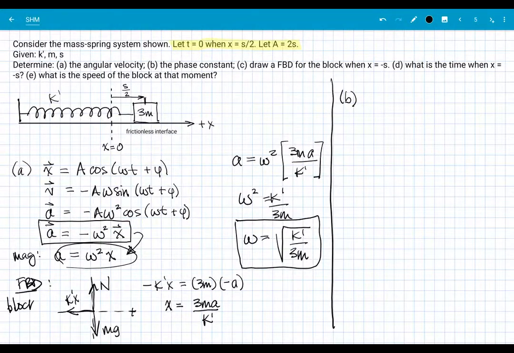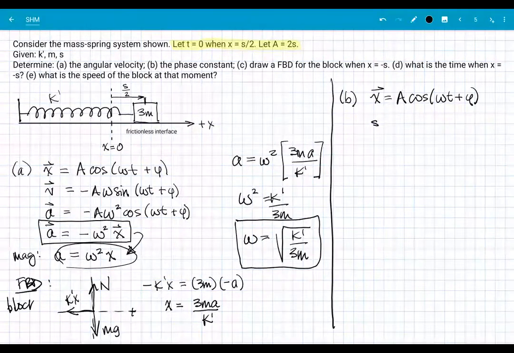In this case, we're told when the clock starts: t equals 0 when x equals s over 2, and we're given the amplitude. So we need to solve for phi. I'm going to start with my general equation, omega t plus phi here. And then I'll go ahead and sub in what I have. What I'm given is that in place of x, I'll put positive s over 2, is equal to amplitude, which is 2s. We were given that in this equation, right?